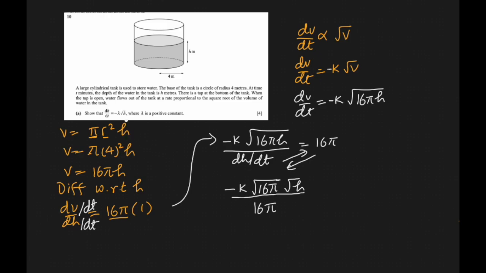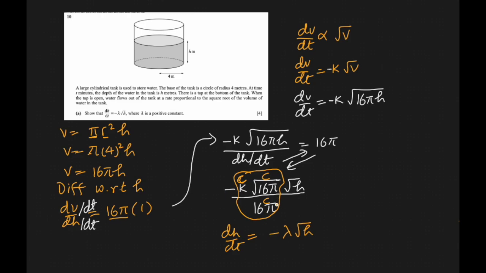But they did not ask us to find this, right? Where lambda is a positive constant. Yes. So we can see that this is a constant. This one, see, this is a constant. This is a constant. That means all together these three can be called a constant called lambda. So I can write dh over dt is equal to minus lambda square root h.